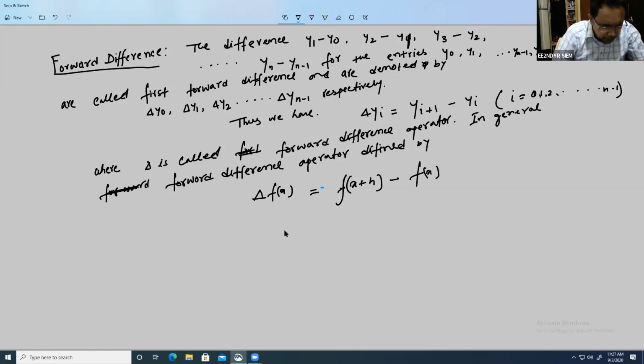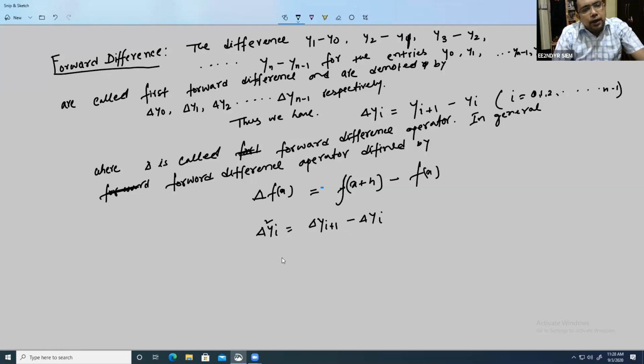Suppose anyone is interested in constructing del square f of x. So what will be the forward difference operator? Very simple. Suppose you are interested in del square yi. I cannot write f of x, so this is del y of i plus 1 minus del yi.